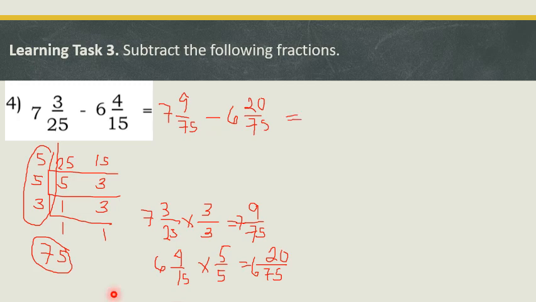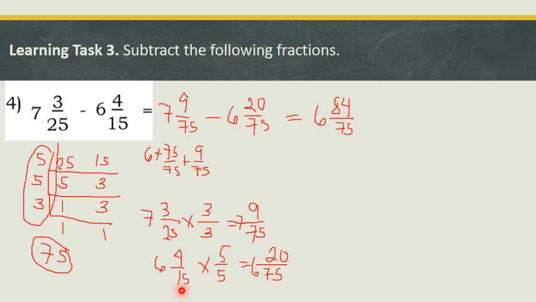So, kung mapapansin nyo dito, ang 9 minus 20 ay hindi pwedeng ipag-minus. So, yung 9 over 75 manghihiram sa 7 ng isa. So, kaya siya magiging 6 plus 75 over 75 plus 9 over 75. So, kaya ito ay magiging 6 and 84. So, bakit nakuha yung 84? Yung 75 plus 9 is 84.